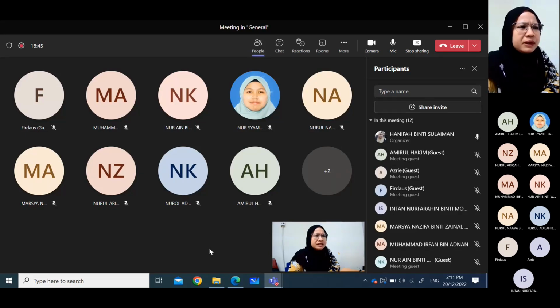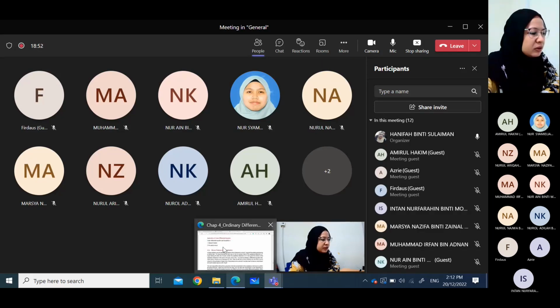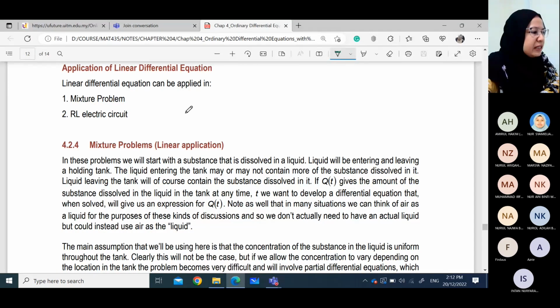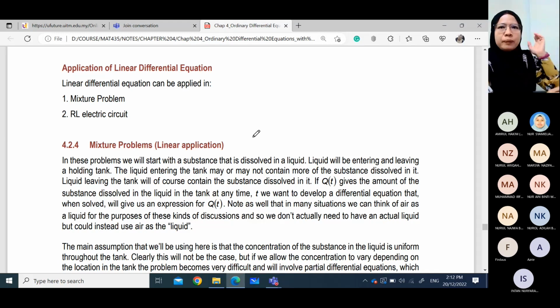Last week, we discussed the application of separable differential equations. So for today, we continue our discussion on the application of linear differential equations. Before we start our discussion today, any question about the last topic?